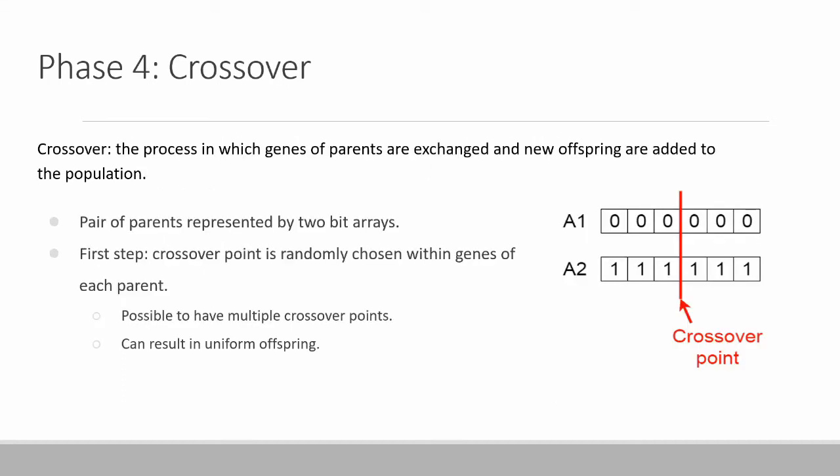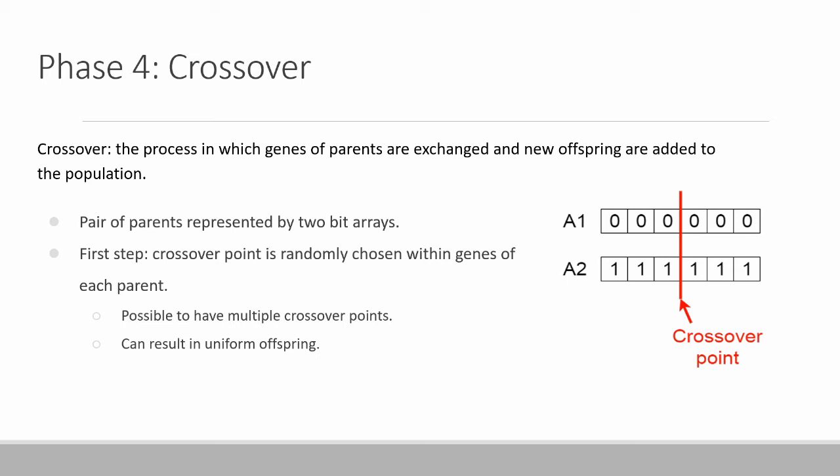The fourth phase of a genetic algorithm is crossover, also known as recombination. It is the most significant phase in the algorithm, as individual genes are changed through reproduction. One type of data structure that can be recombined during this phase is a bit array. Two parents, chosen in the selection phase, are represented as a pair of bit arrays. Then, a crossover point is chosen within the genes or bits of each parent.